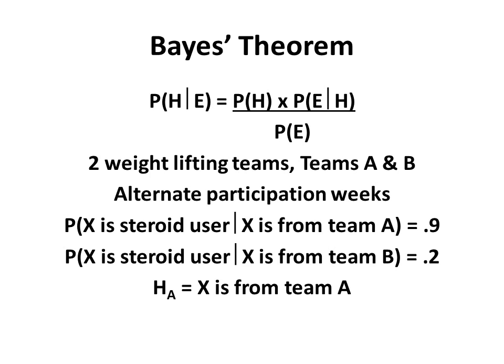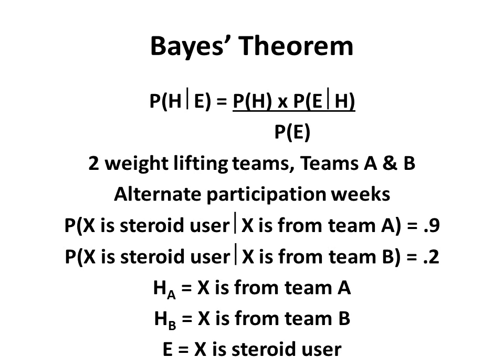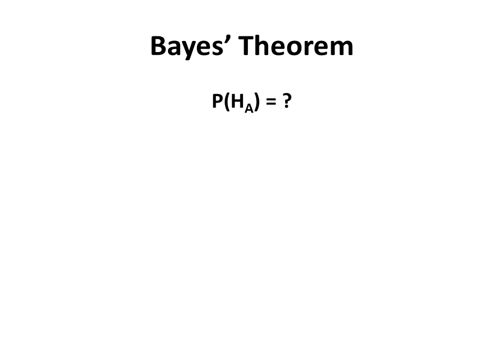Let's consider the hypothesis, which we'll call H sub A. This is the hypothesis that some randomly selected athlete is from Team A. We can compare this to some other hypothesis, the hypothesis that a randomly chosen athlete is from Team B. In the present case, our E is going to be equivalent to the statement X is a steroid user. Now let's consider the probability that our hypothesis HA is true. HA, you'll remember, is the hypothesis that some randomly chosen athlete would be from Team A.